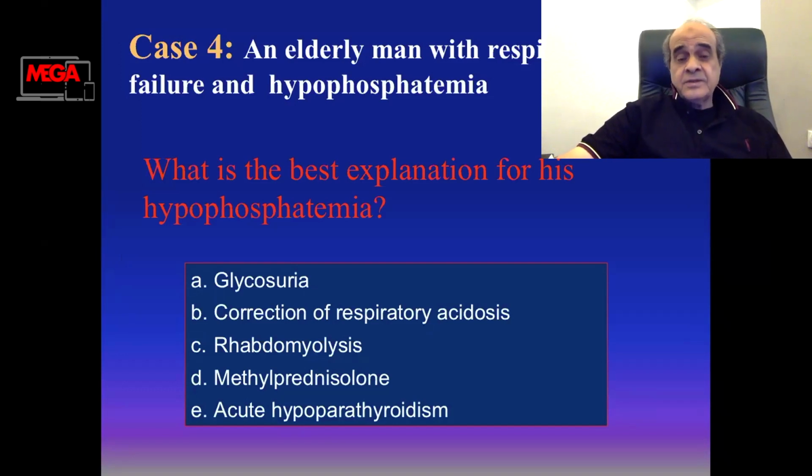Hypophosphatemia is common in cases of hypercapnic respiratory failure, and when we correct the hypercapnia, you will find your patient suffering from hypophosphatemia after correction. Rhabdomyolysis will increase the phosphate level, not decrease it. Hypophosphatemia causes rhabdomyolysis, not the reverse, but rhabdomyolysis causes hyperphosphatemia. Methylprednisolone does not decrease the phosphate level. Acute hypoparathyroidism, on the contrary, will cause hyperphosphatemia. So I think the correct answer here is the correction of respiratory acidosis.